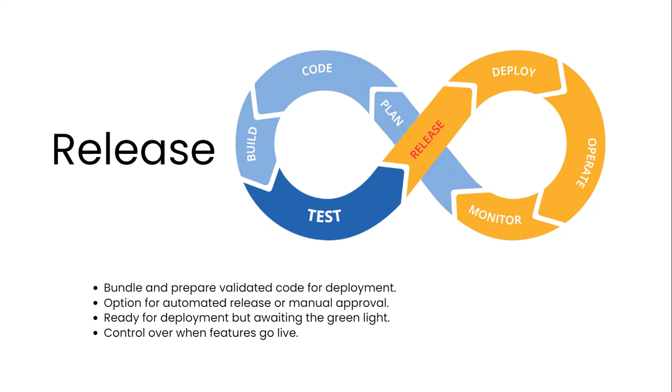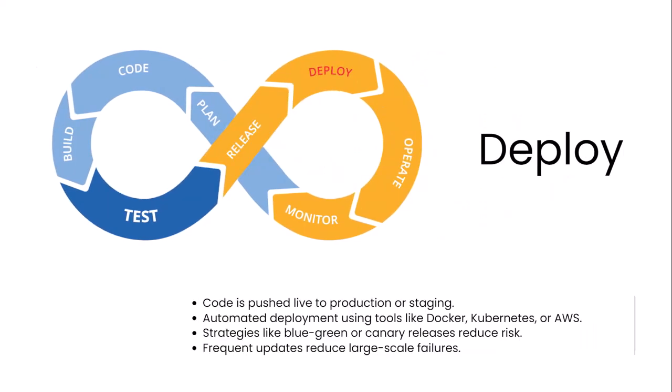The important part of the release stage is that the software is now validated, packaged, and waiting for the green light to be deployed. It's like having a product ready on the shelf, just waiting to be shipped. Next, we move to deploy. This is the phase where the code goes live in production or into a staging environment, depending on the setup. In a fully automated continuous deployment system, this happens instantly once the code is ready.